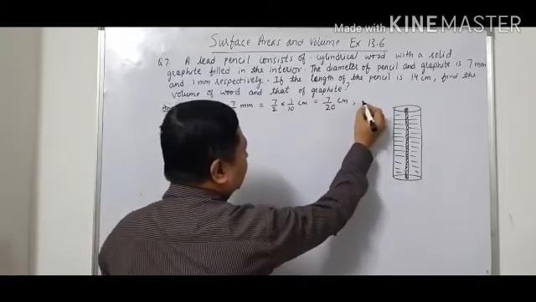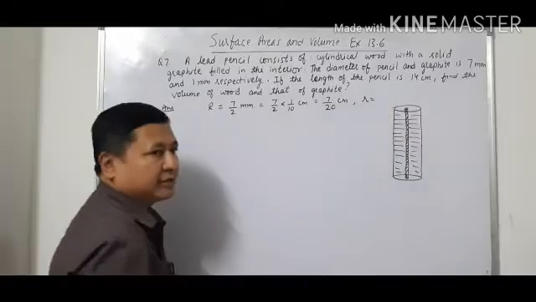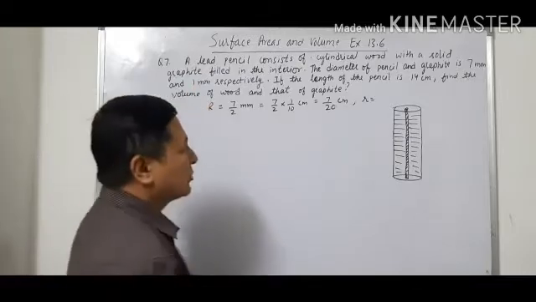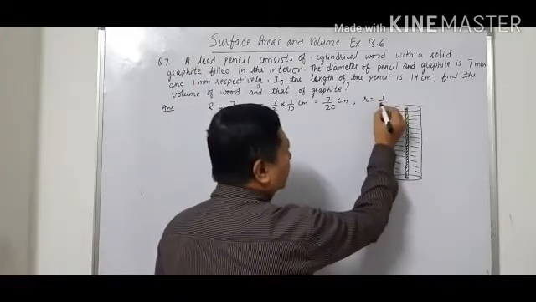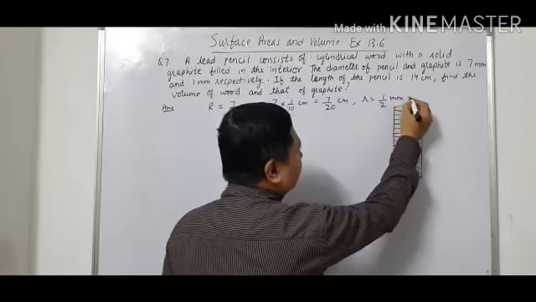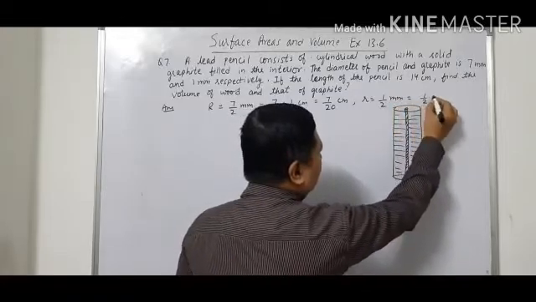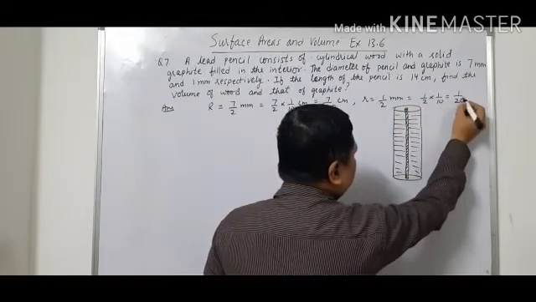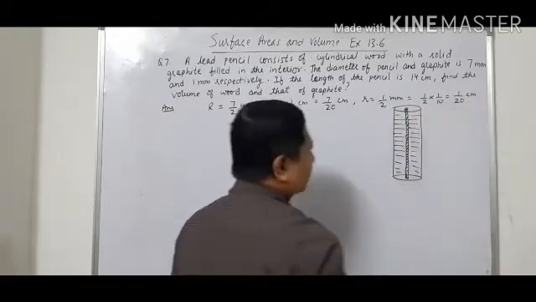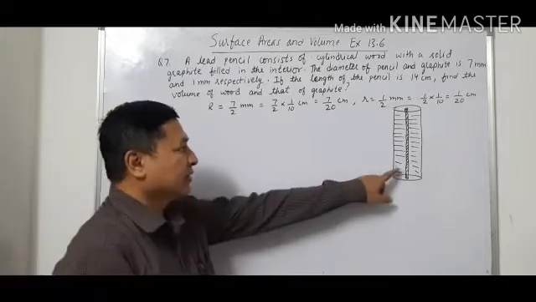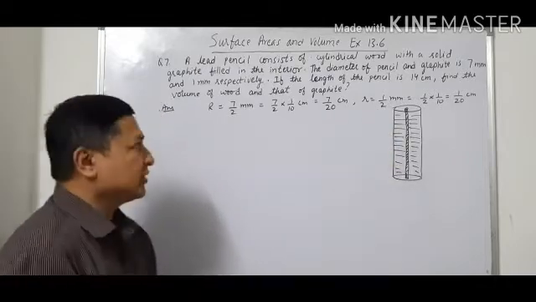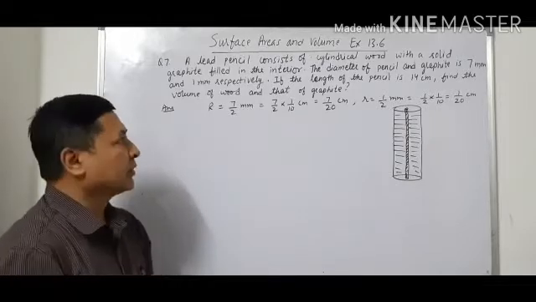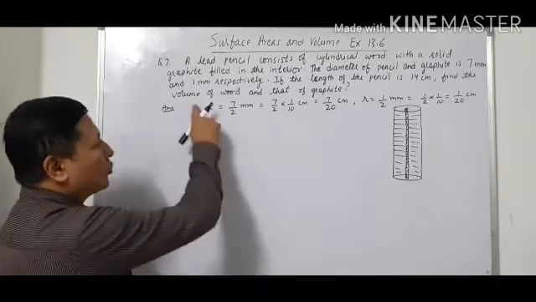Now we will find the radius of the graphite. The diameter is 1 millimeter, so the radius will be 1 upon 2 millimeter. Again we will convert into centimeter: 1 upon 2 into 1 upon 10, that is 1 upon 20 centimeter. So the radius of the graphite is 1 upon 20 centimeter and the radius of the pencil is 7 upon 20 centimeter.